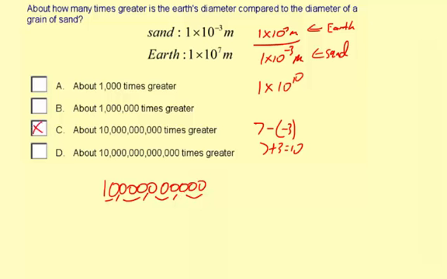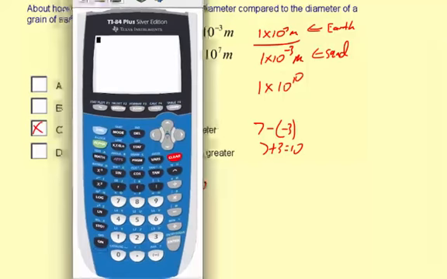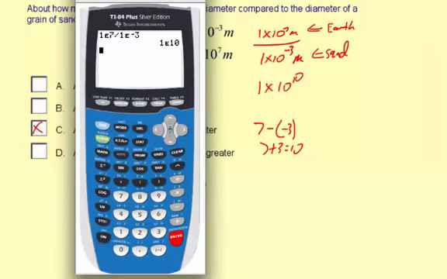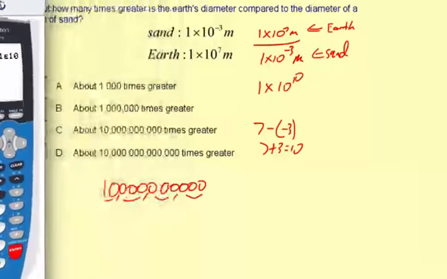So let's verify using the calculator. So we're going to divide 1 times 10 to the 7th, so that's 1, and then we'll look for that EE button, which is right there. 1e7. That means 1 times 10 to the 7th. Then divided by 1, there's the EE button again, 1e negative 3. That's 1 times 10 to the negative 3. 1e10, 1 times 10 to the 10th, and that's what we had right here. So we can be very confident that that is the correct answer, 10 billion times greater.